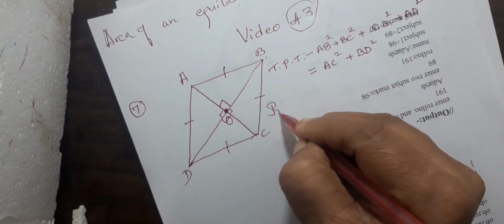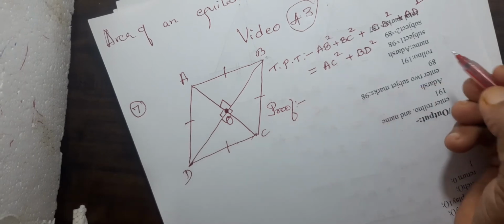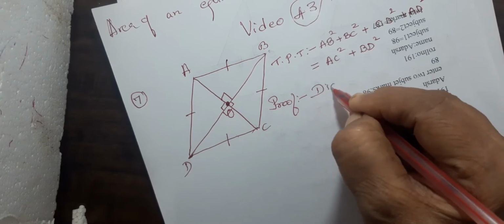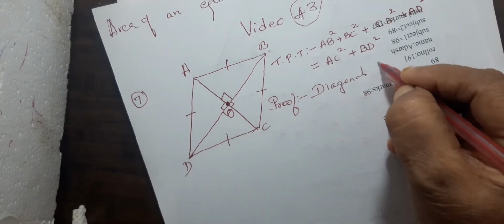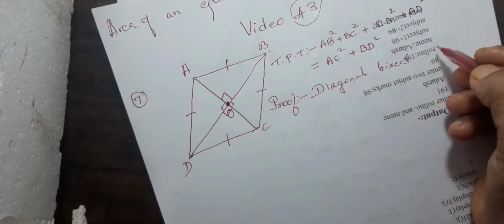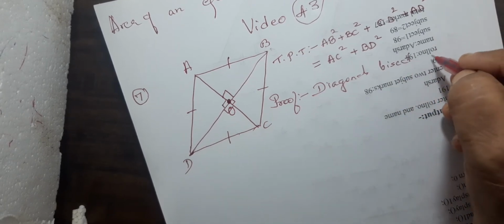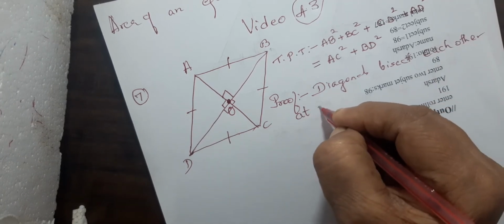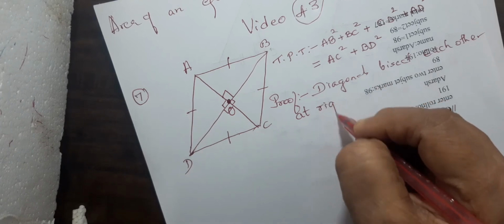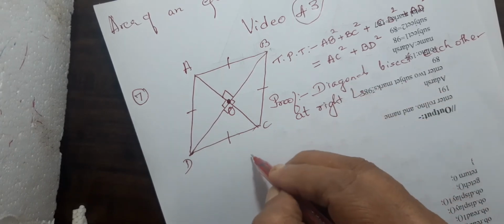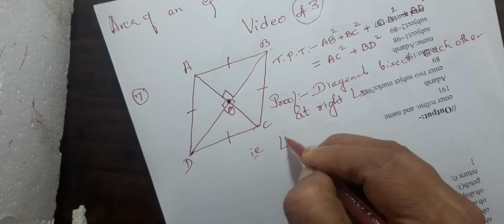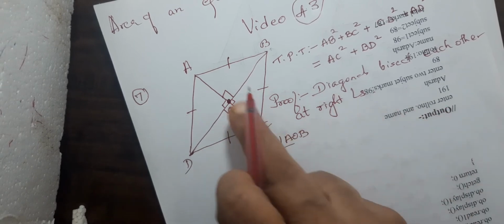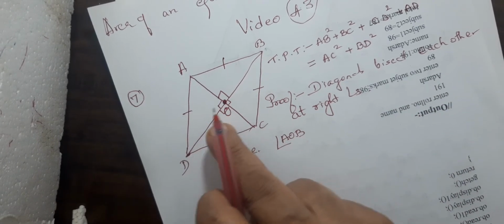So proof. You have to write here first the diagonals, because that is the main reason why we are proving this problem: diagonals bisect each other at right angles. We should know this very well. Bisect each other at right angles. So what is the meaning? That means angle AOB, angle BOC, angle COD, see, I have marked here, all those four angles are right angles.